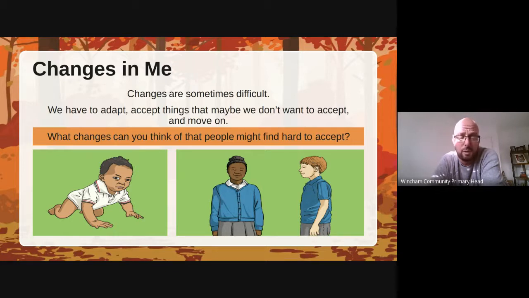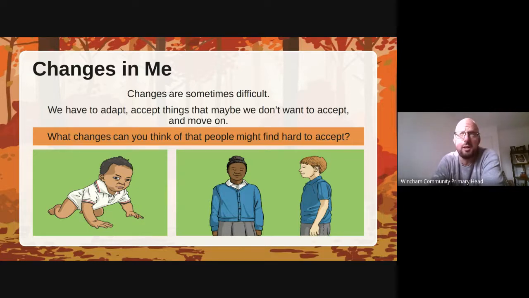Okay. Now, it might be that you were feeling anxious about coming to school at the start of term because you didn't know your teacher, or you were going to be with different people. That could be a bit of a change. For the children who are in year 6, you might be starting to think about high school already and those sorts of changes. And you might not want to accept that.